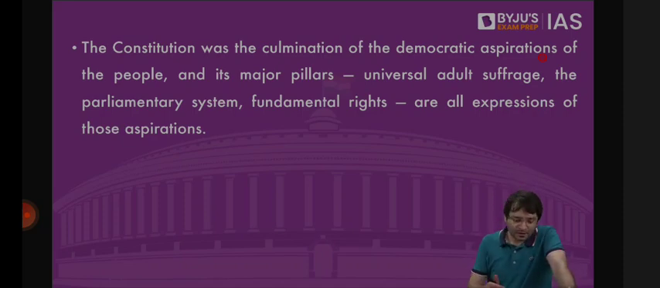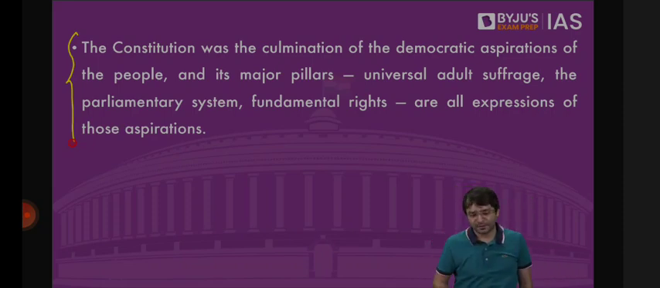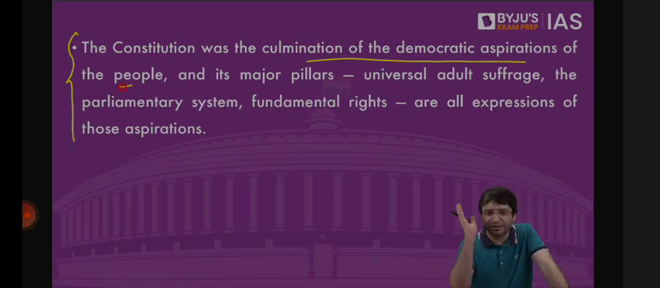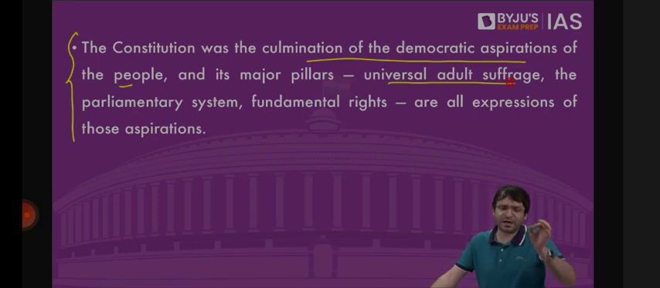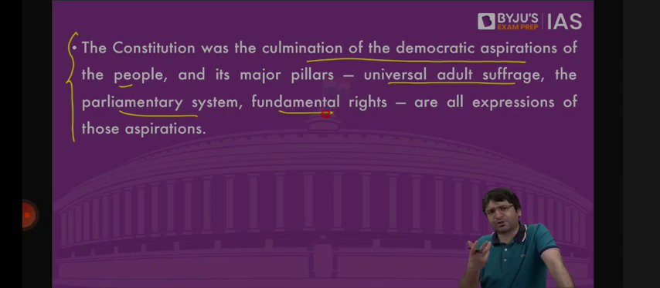But the Constitution is the document of people's faith and aspirations. It is the culmination, the end result of the democratic aspirations of the people of India. And it has three major pillars. This constitution is based on universal adult suffrage. Anybody who is a citizen of India above the age of 18 has the right to vote. Parliamentary system, fundamental rights. These are all expressions of these aspirations that we have. As people, we have the aspirations that all of us should vote, all of us should have fundamental rights, and all of us should have a parliamentary form of government where we will elect our representatives and they are accountable to us.